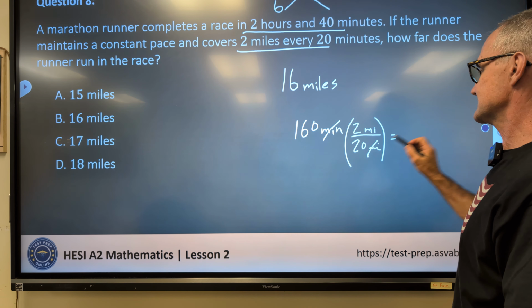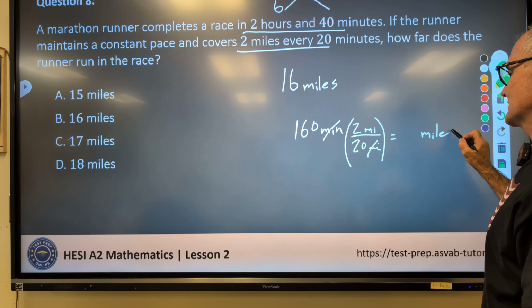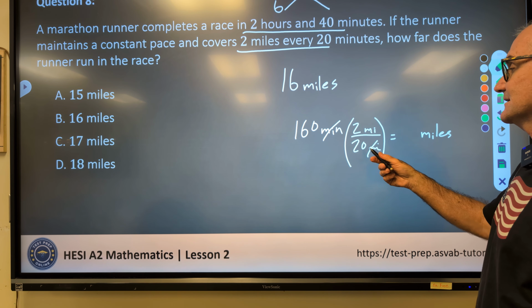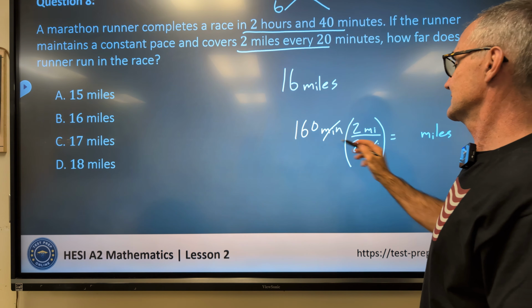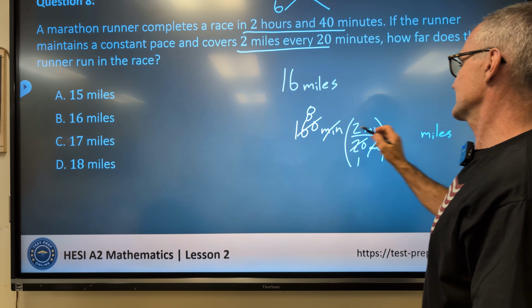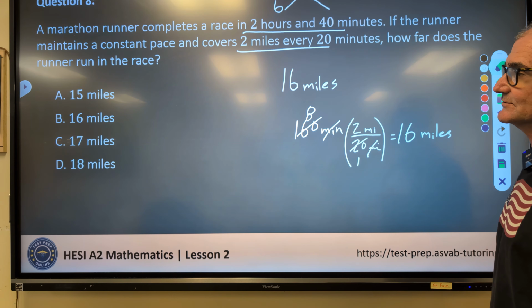Minutes cancel. That's going to give me miles. That's what I want because it's asking how many miles. Then I could reduce that. 20 goes in here once and in here 8 times. 8 times 2 gives me 16 miles.